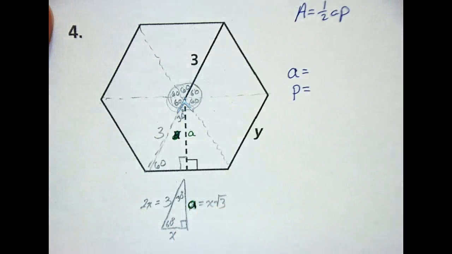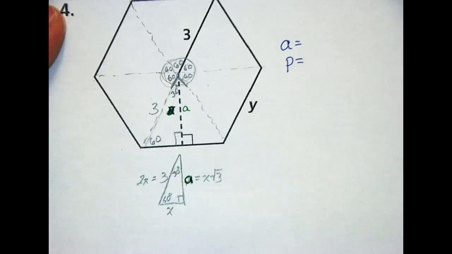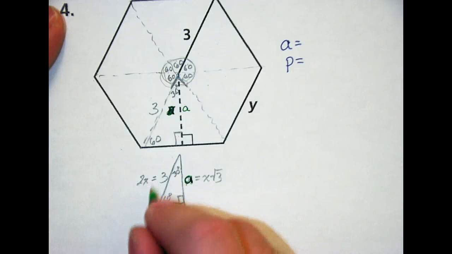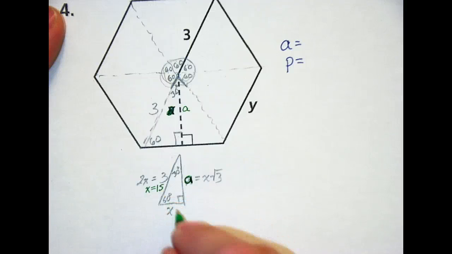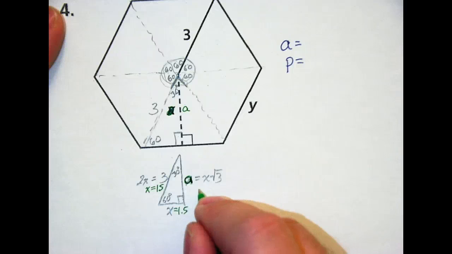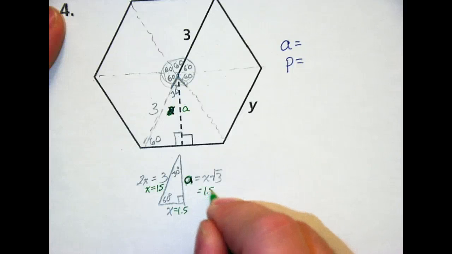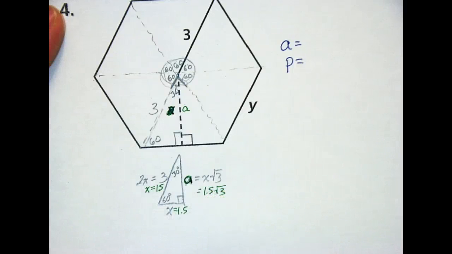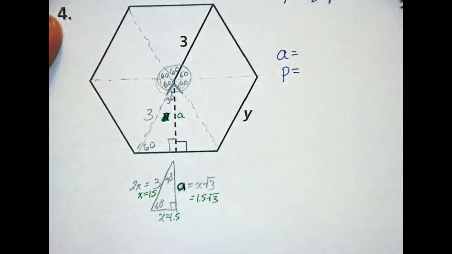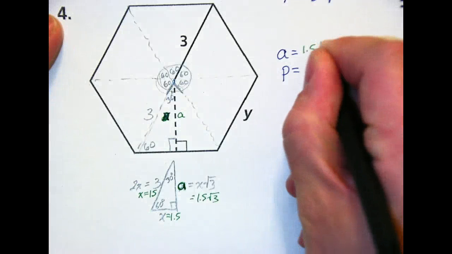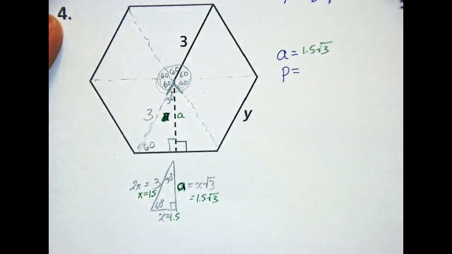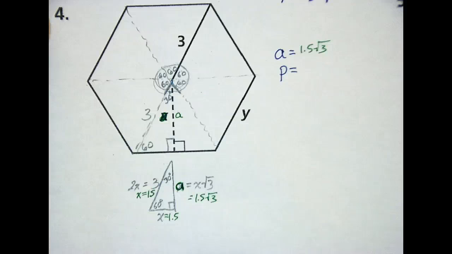A. All right. Okay, so if this is 2x, x equals then 1.5. If that's 1.5, then a is 1.5 root 3s. So now filling out what we know, a is 1.5 root 3. Score for us. Do we know perimeter?